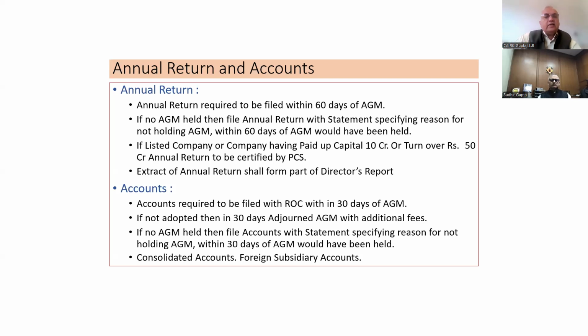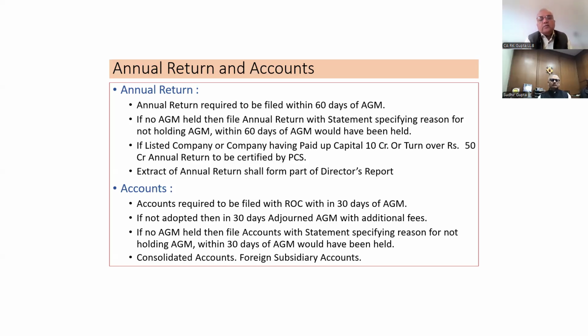Now regarding annual return. Annual return is required to be filed within 60 days of the AGM. If no AGM is held, then you have to file the annual return with a statement specifying reasons for not holding the AGM, within 60 days of when the AGM would have been held. If you are a listed company, or a company having paid up capital of 10 crore or turnover of 50 crores, then the annual return is to be certified by a practicing company secretary. An extract of the annual return shall form part of the director's report.